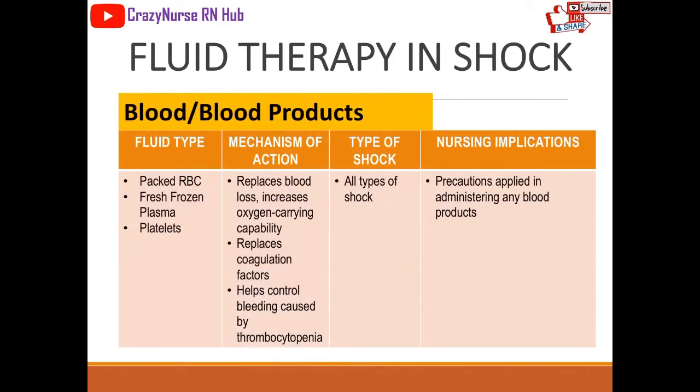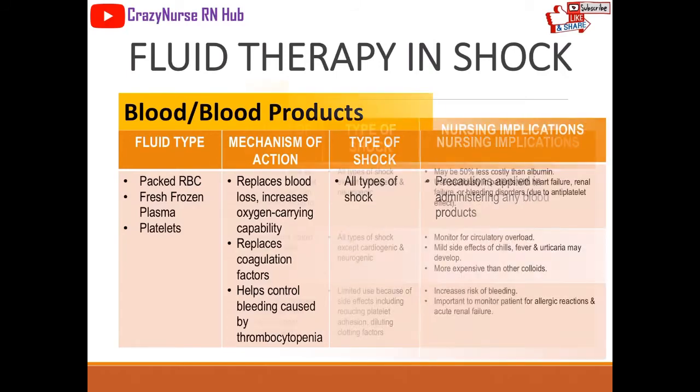Next, we have your blood or blood products, under which is packed RBC, fresh frozen plasma, and platelets. So it replaces blood loss, increases oxygen carrying capabilities of the blood, and replaces coagulation factors, as well as helps control bleeding caused by thrombocytopenia or decreased platelets in the blood. So it is indicated for all types of shock, and precautions applied in administering any blood products.